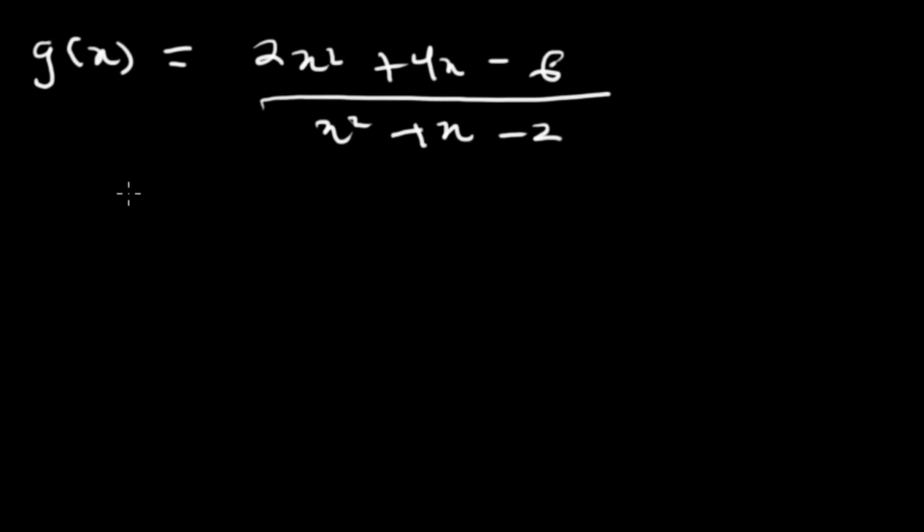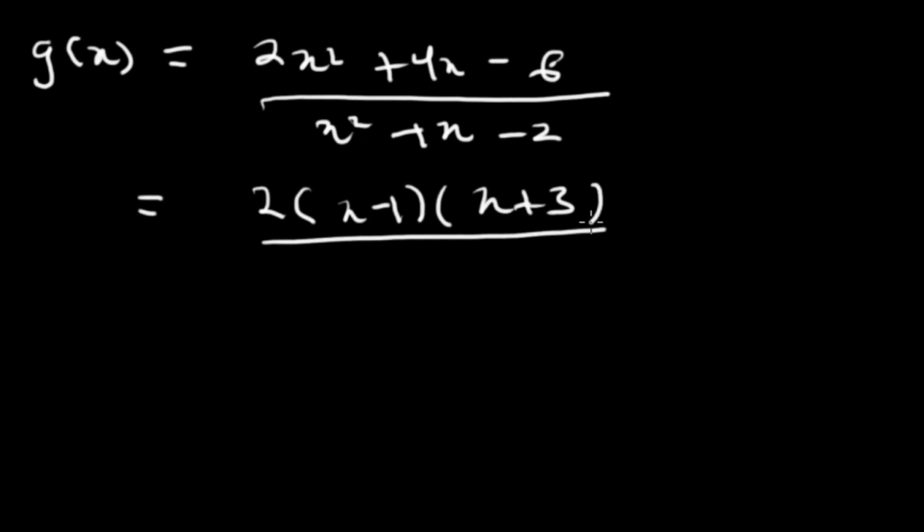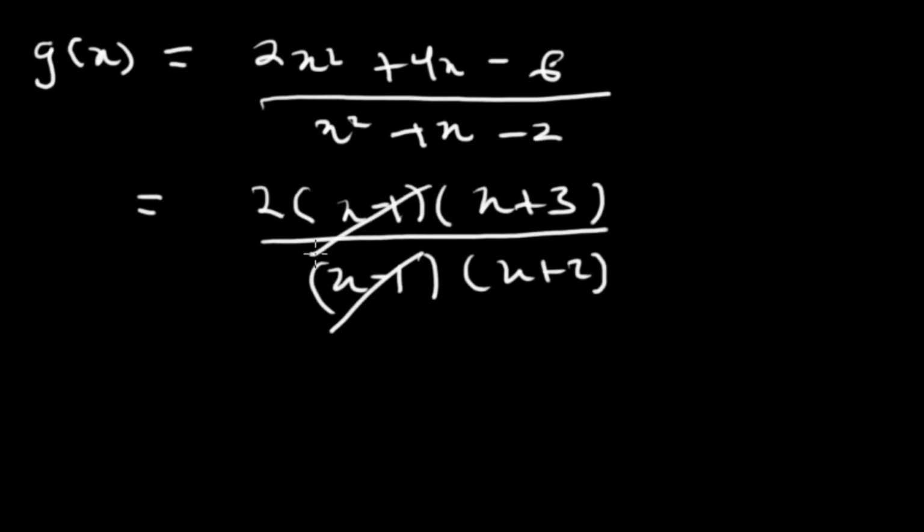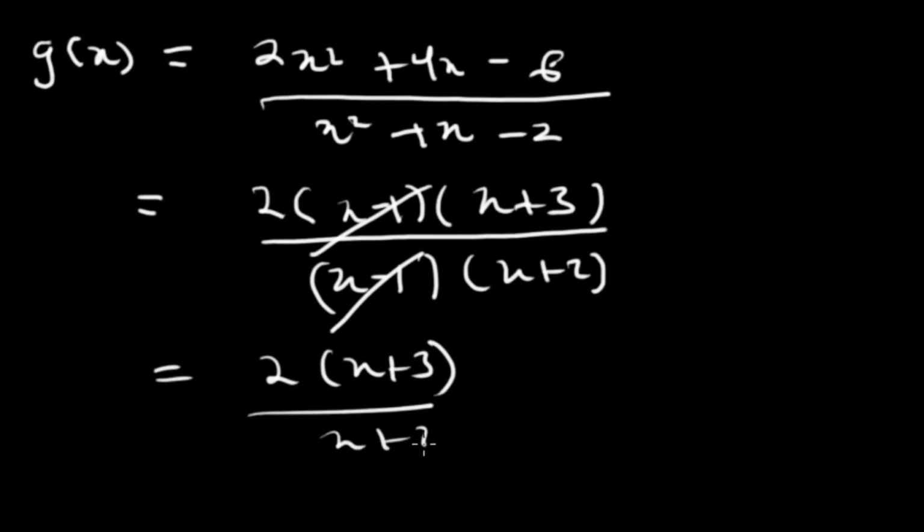Okay, so let's continue. We can factorize our numerator as 2 multiplying the expression x minus 1 multiplying x plus 3, right? And also similarly factorize our denominator as x minus 1 multiplying x plus 2. So we can cancel out x minus 1 in both our numerator and denominator, leaving us with the expression 2 multiplying x plus 3 on the numerator and x plus 2 on the denominator, right?